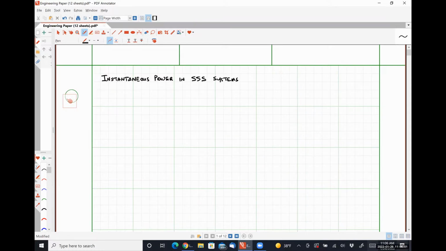So let's say that I have a generic black box element or network over which a voltage V of t appears and through which a current of I of t flows. By definition, the instantaneous power absorbed by this element will simply be the product of the current and voltage.